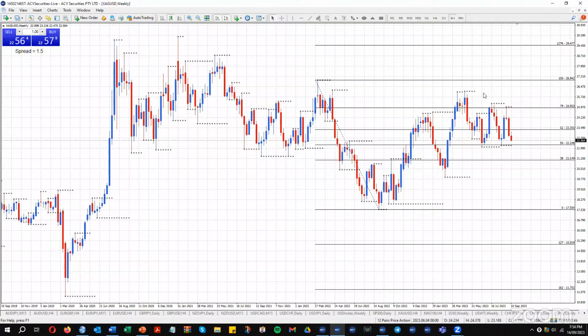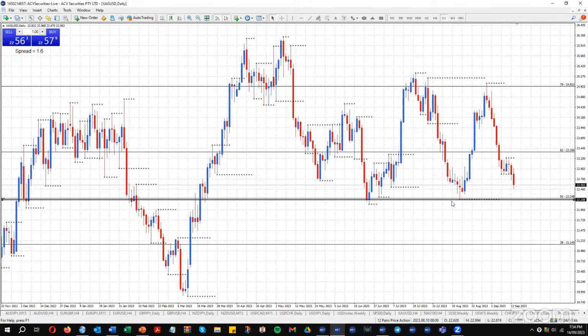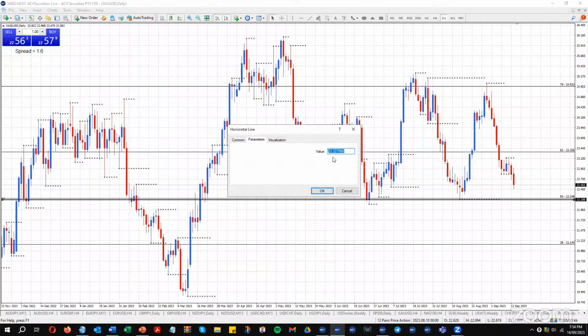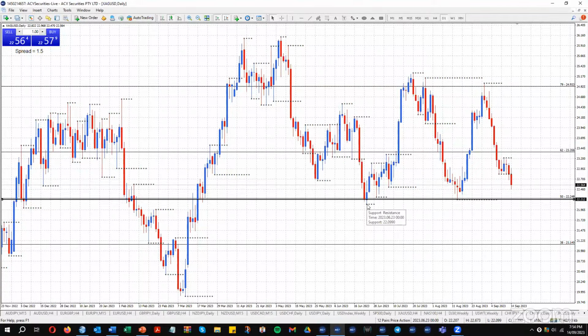Weekly trend is quite clearly consolidatory here until we break one way or the other. That's where we've been obviously failing there at the 79% level. So clearly it's this area here that's going to be contentious for you. Can we break 22.21, 22.21.2, and 22.099?